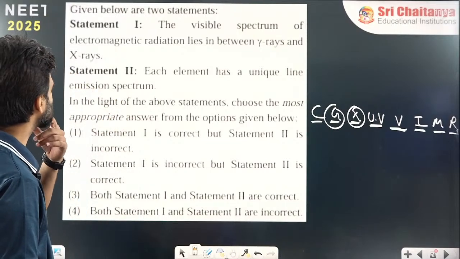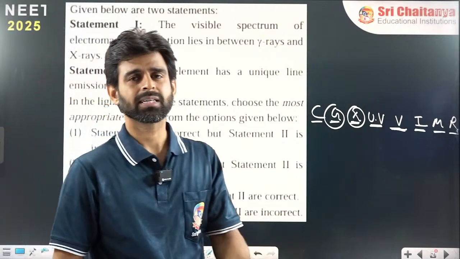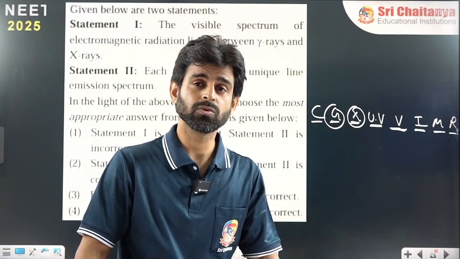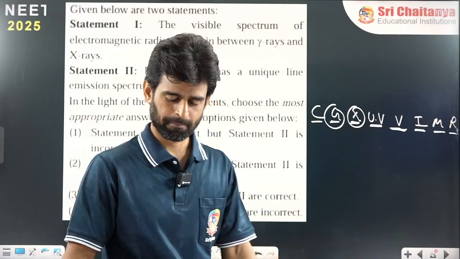Each element has a unique line emission spectra. Definitely, every element has a different line spectra which is used as its fingerprint identification, right?